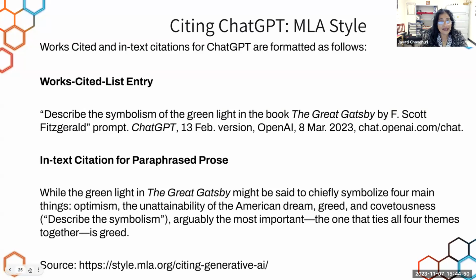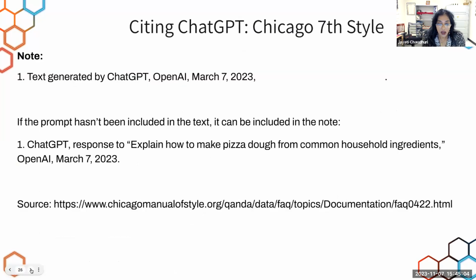And you can access this from the mla.org page, and they have more information on how to cite generative AI. So please feel free to go to that page for more information. Oh, last we have how to cite ChatGPT in Chicago 7 style. So for Chicago, it's ChatGPT stands in as author of the content.